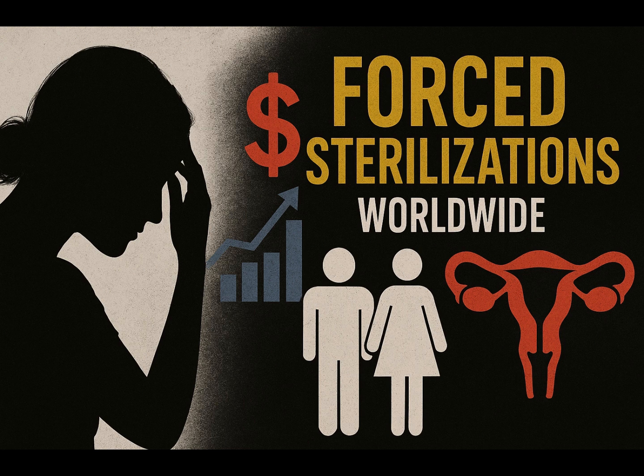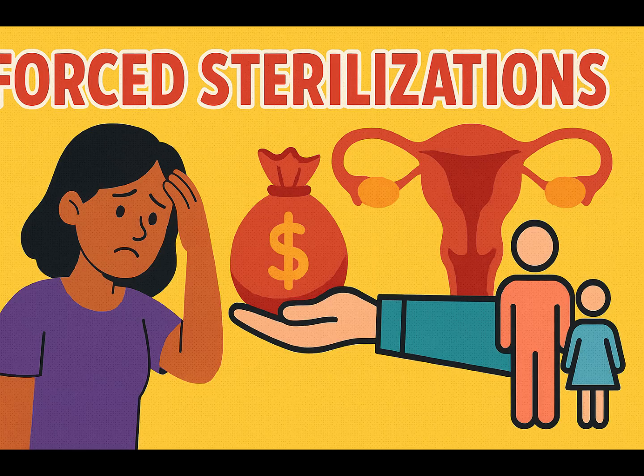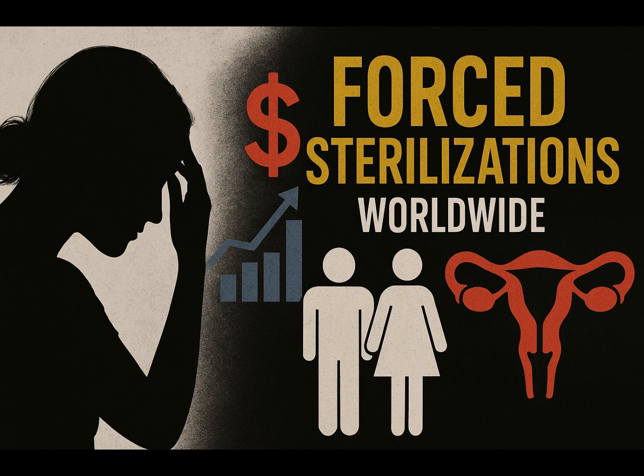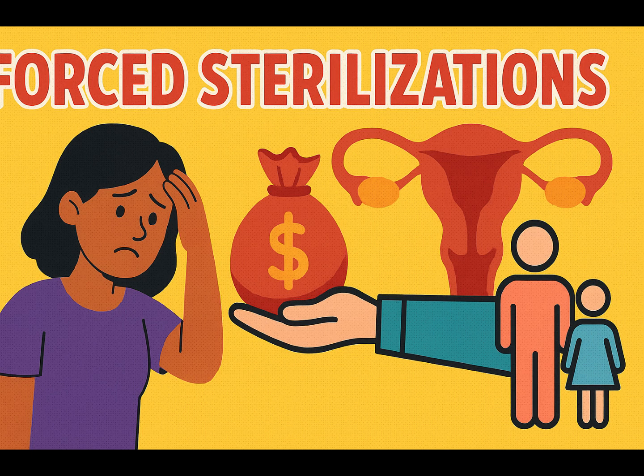The scale is just staggering. What are the estimates mentioned? The articles cite figures ranging from 60,000 up to possibly 150,000 people forcibly or deceptively sterilized in the U.S. just during the 20th century. And unbelievably, the sources say many states still had these laws on the books recently. As of the time the articles were written, yes.